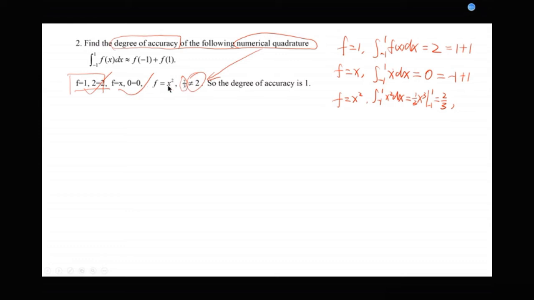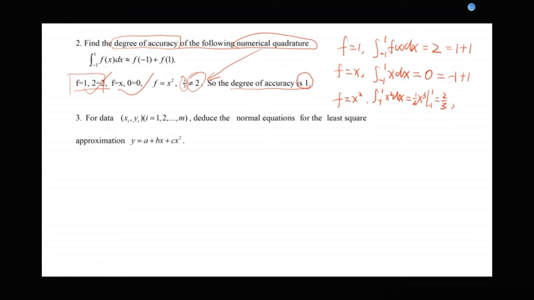Now you see for x squared, the exact integral is not the same as the numerical quadrature. So we know the degree of accuracy is just 1. Clear? By the definition of degree of accuracy.